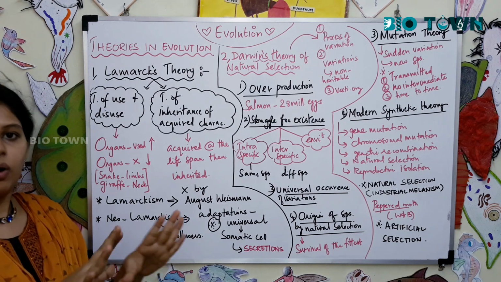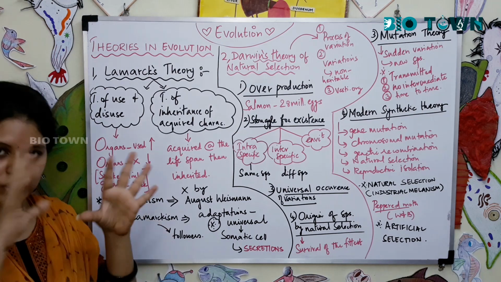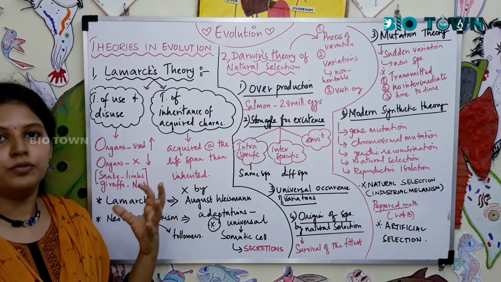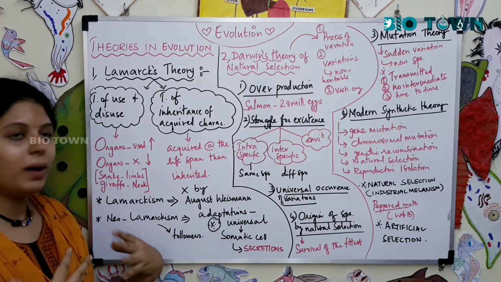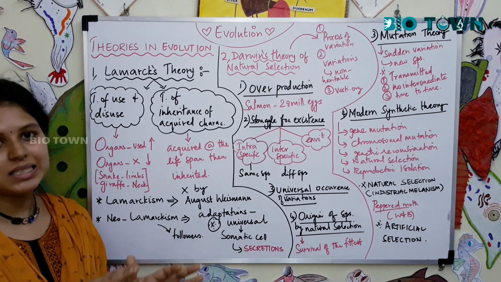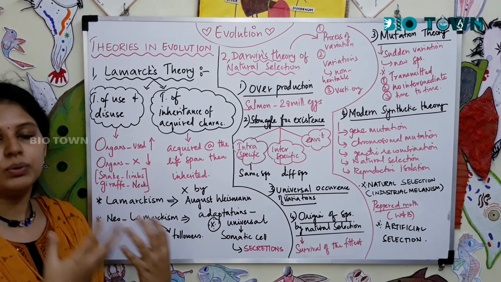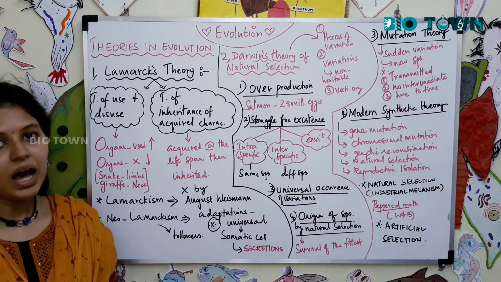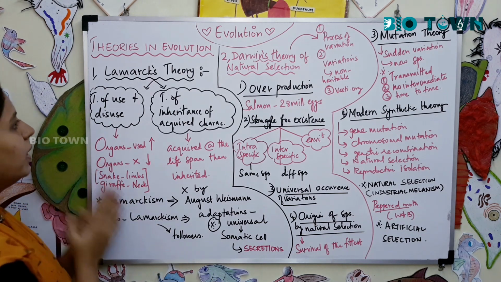Based on the different geographical locations, these animals have their own vegetative chromosomes, their somatic cells, and these cells tend to produce secretions. This secretion makes the organism acquire a character and inherit it from one generation to the other generation. So that's all about Lamarck's theory.